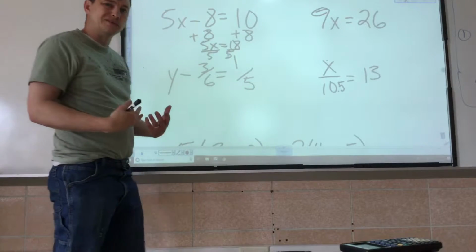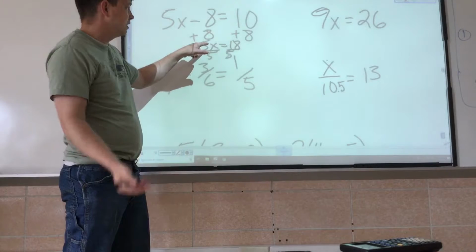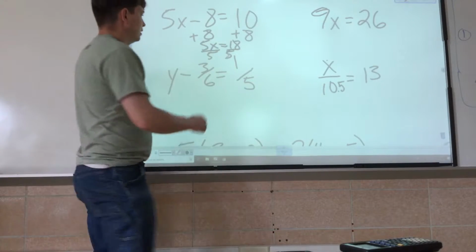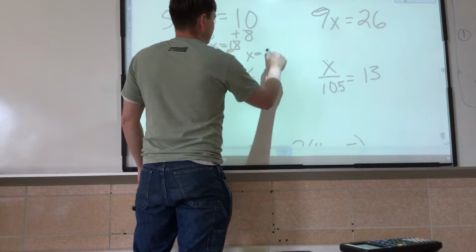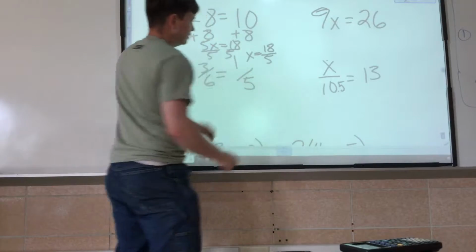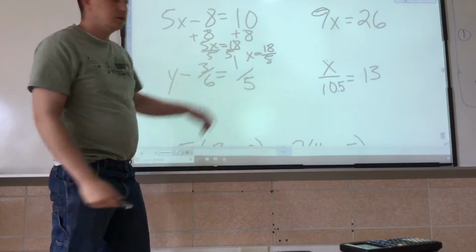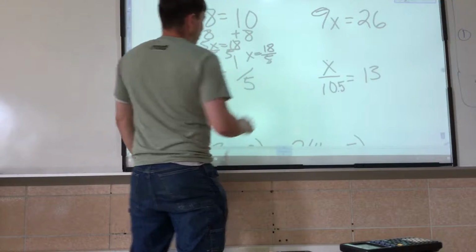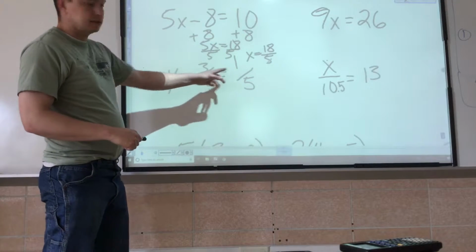I can also think about it like reversing PEMDAS, so instead of multiplying, you do the opposite, which is dividing. And so here you have x equals 18 over 5, and then you can reduce that fraction down into a mixed number. Next one, let's look at subtracting.